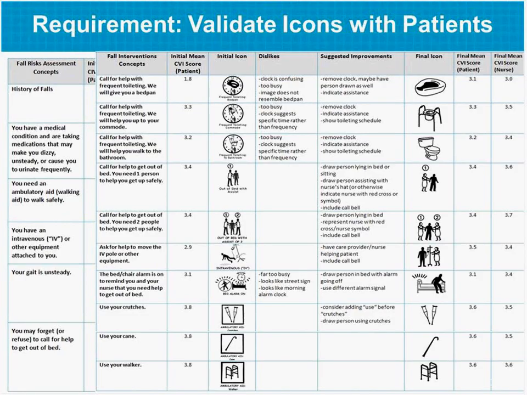So this is an example of the forms that we use. We did validate the icons with patients. We went through this iterative process where we went over each icon with patients and with family members. They gave us feedback about what they liked, what they didn't like. They gave us suggestions. Some of them drew pictures for us. And we went through a series of iterations before we ended up with the icons that are on the right side of this page.